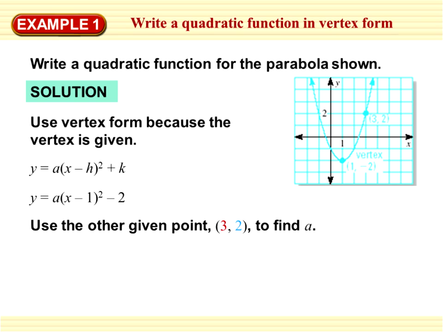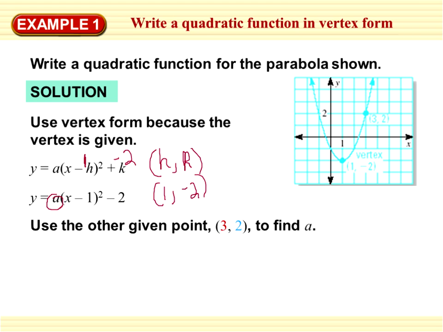So, if you take a look at the graph, you will notice that the vertex there is at 1, negative 2. So, if the vertex is 1, negative 2, and this is the vertex form, we remember that the vertex is h, k. So in this case, it is 1, negative 2. So everywhere we see our h, we're going to put in 1, and where we see our k, we're going to put in negative 2. So here, that will give us x minus 1 squared minus 2.